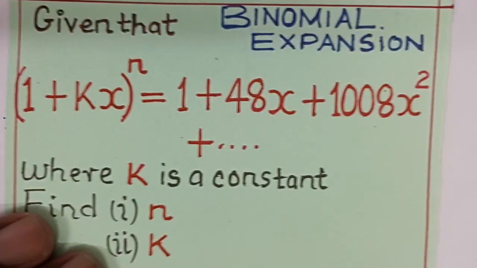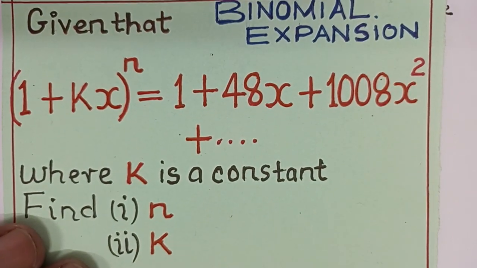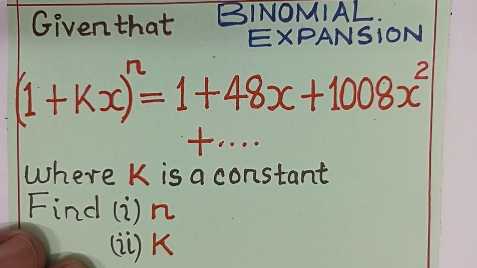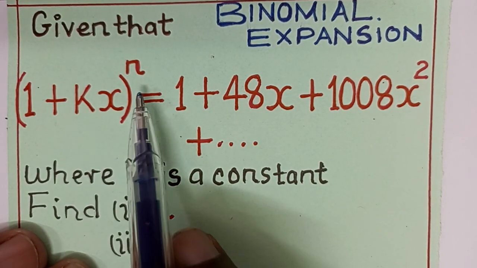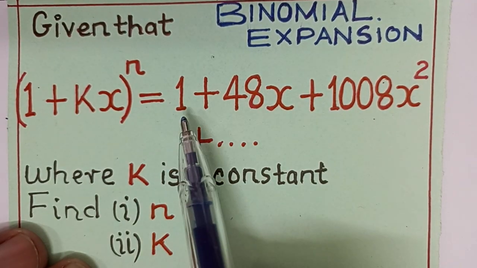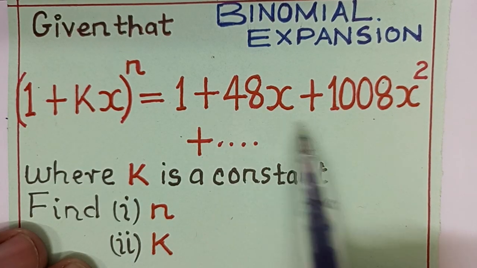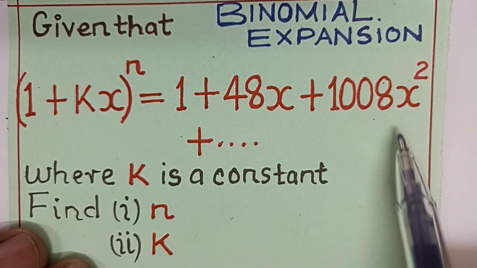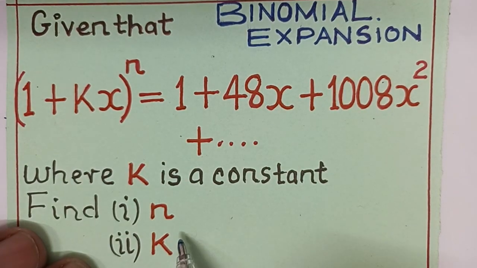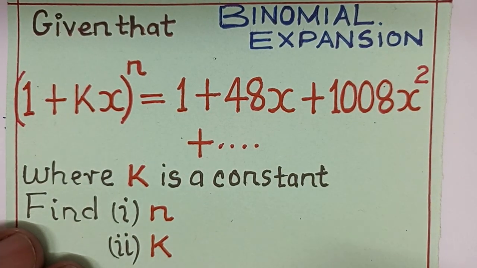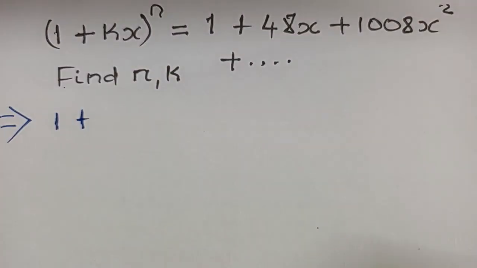Guys, I read the question first. And here is the question. Given that (1 plus kx) raised to n is equal to 1 plus 48x plus 108x squared, where k is a constant, find n and k. So guys, here is the question.